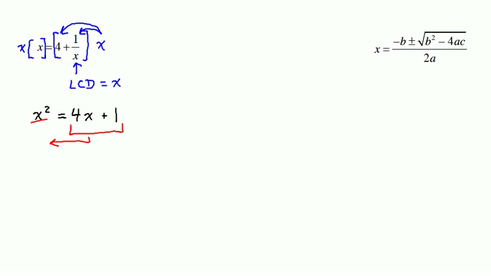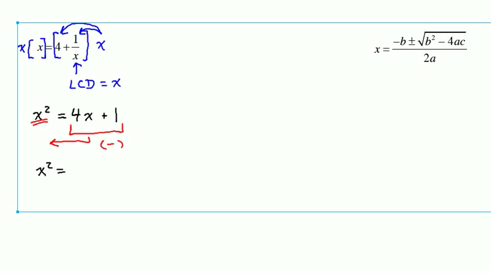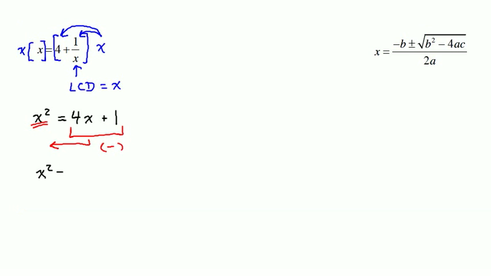Since my x squared is already positive, I'm going to move the other terms and change their sign as I move them across the equal sign. That's how I account for the fact that they really got subtracted across. So that we have x squared minus 4x minus 1 equals 0. And to use the quadratic formula, I now want to identify a, b, and c. A is equal to 1, b is equal to negative 4, and c is equal to negative 1.